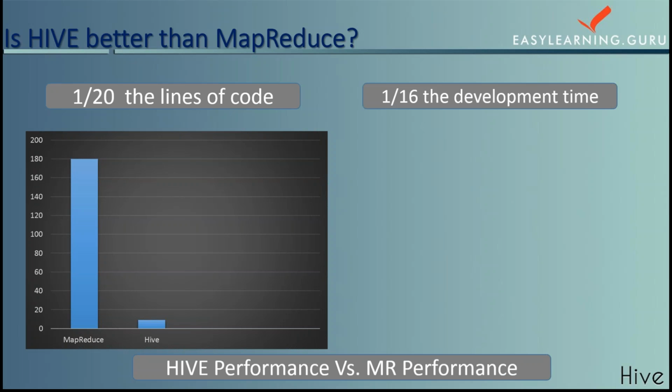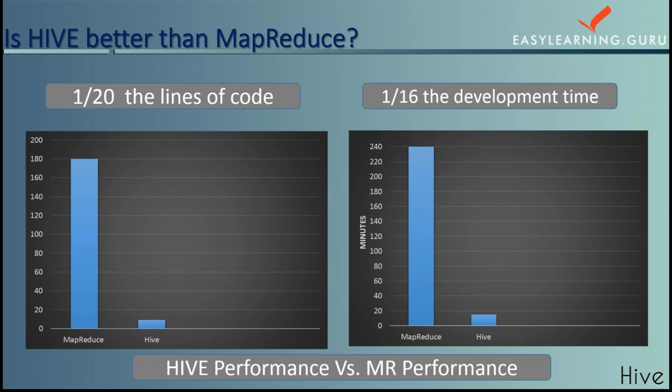The second case is the development time. The time for writing the code, packaging the jar file and the whole procedure is 1/16th in case of Hive when we compare it with MapReduce. So if we are taking 240 minutes for writing a code in MapReduce to analyze and process our data, it would be 1/16th. It would take 15 to 20 minutes to do the same thing in Hive. So certainly these are the scenarios where Hive stands better than MapReduce.